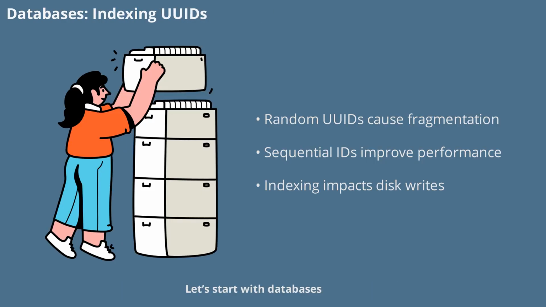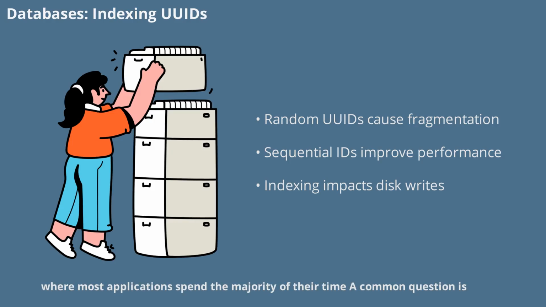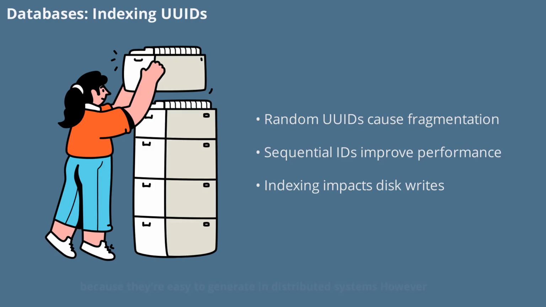Databases, where most applications spend the majority of their time. A common question is, what happens when you put an index on a random UUID column? Many developers use UUIDs for primary keys because they're easy to generate in distributed systems. However, random UUIDs can cause significant page fragmentation in B-tree indexes, leading to constant disk writes and performance issues. Understanding why sequential IDs or time-sorted UUIDs are better for indexing is essential for efficient database operations.